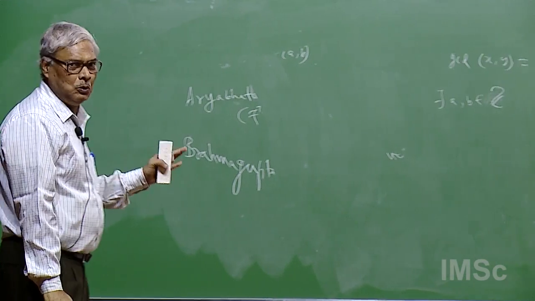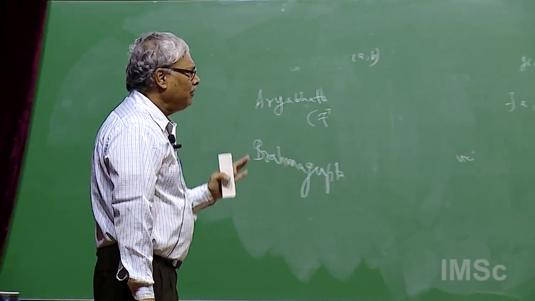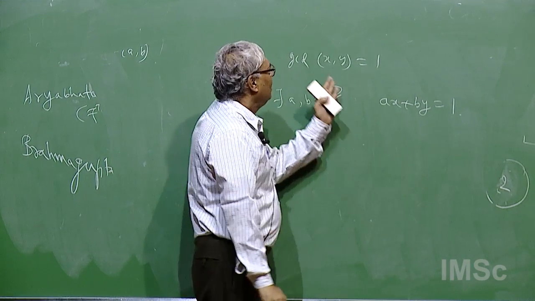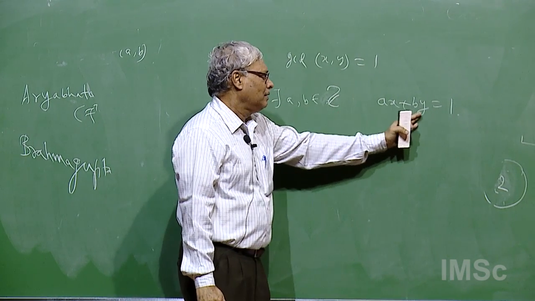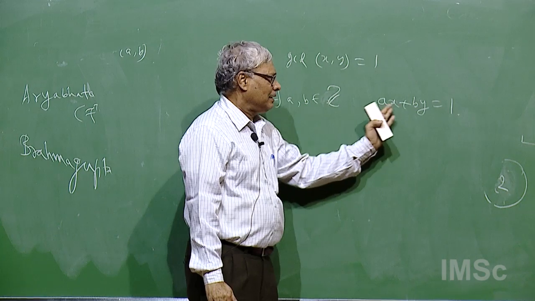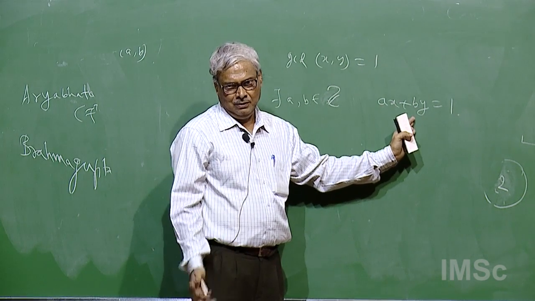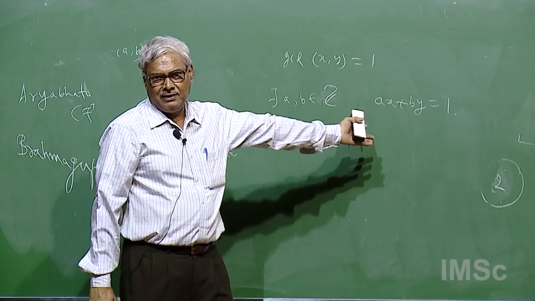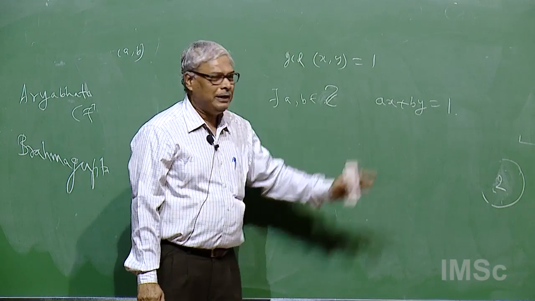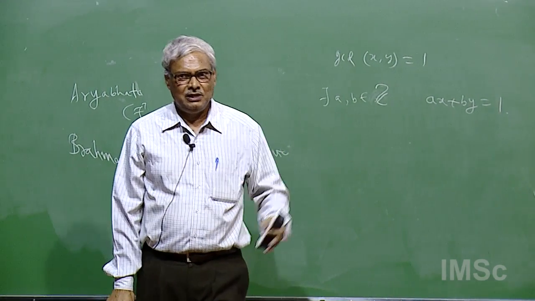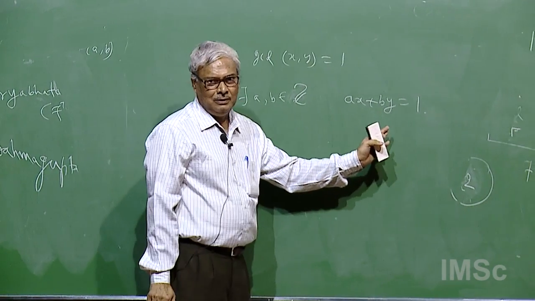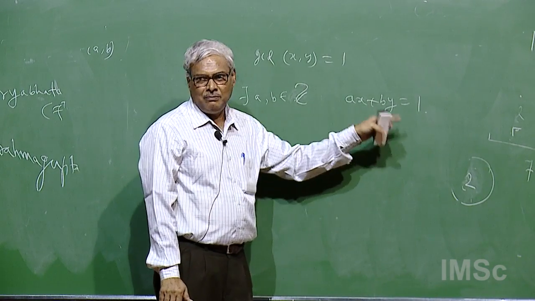If x and y are co-prime, then we can always find integers a and b such that ax plus by equals 1. If x and y are both positive, obviously you should expect at least one of a and b to be negative, one positive and one negative. Both cannot be positive because the right hand side is only 1. Both cannot be negative either because the right hand side is positive. So you should expect either a positive and b negative, or a negative and b positive.